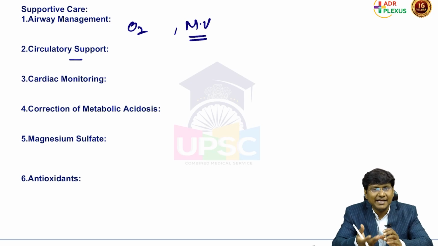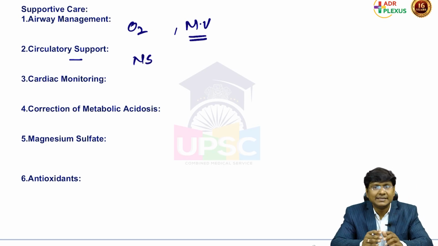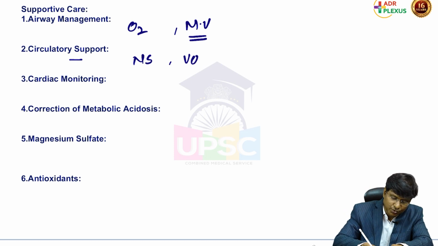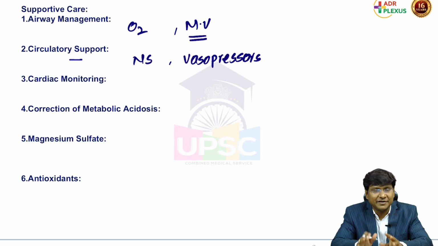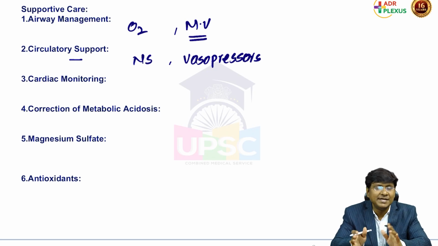So in order to manage the hypotension, aggressive fluid resuscitation with isotonic fluids, that is normal saline, has to be given. And if the blood pressure is not improving with normal saline, then you need to use vasopressors. Examples include norepinephrine and dopamine. These vasopressors have to be administered if the hypotension persists despite adequate fluid resuscitation.